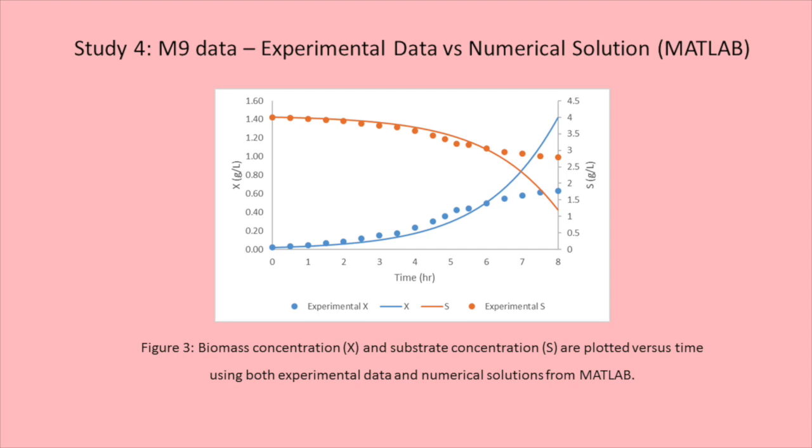Experimental M9 data of biomass and substrate concentration was plotted versus time. This was compared to a numerical MATLAB model of Monod kinetics using parameters from method 1. It was found that the MATLAB model represented only the exponential phase, while the experimental data showed a stationary phase.